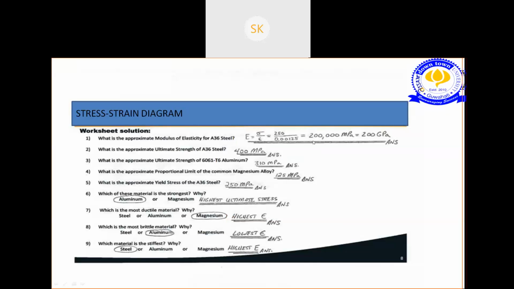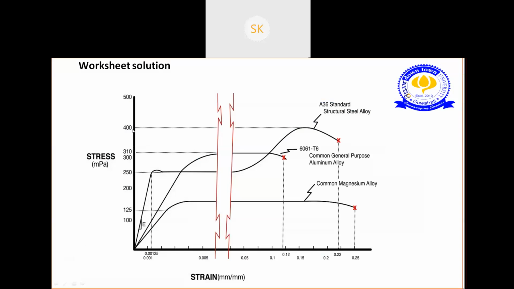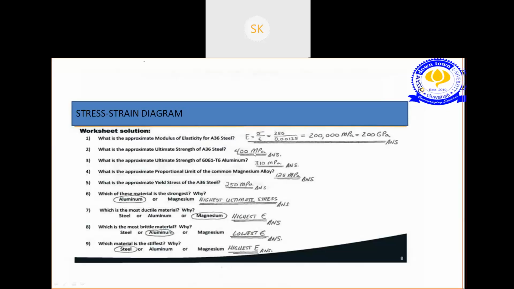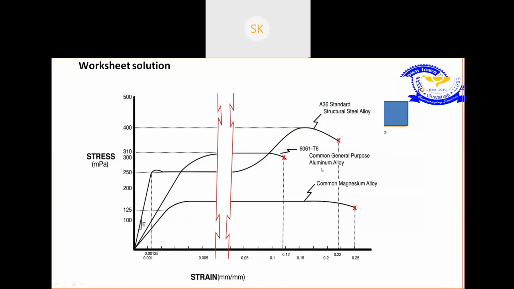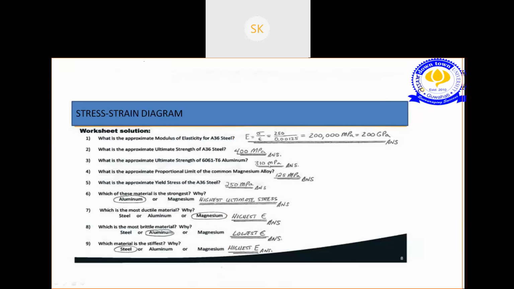See, E equals stress by strain, 250 by this, 2 lakh MPa, or you can also convert it into GPa. 1 GPa is 1000 MPa, so it converts to 200 GPa. Next, the ultimate strength of A36 steel, what we found: 400 MPa. The ultimate strength of aluminium we have found: 310 MPa.